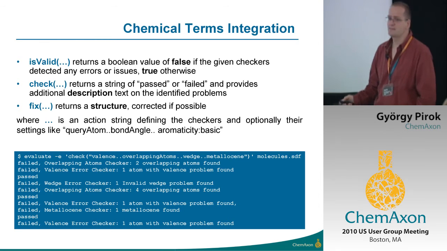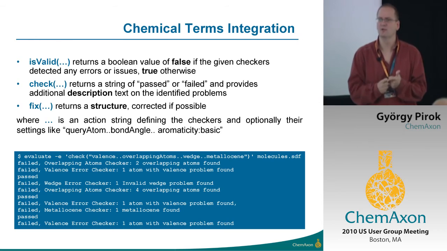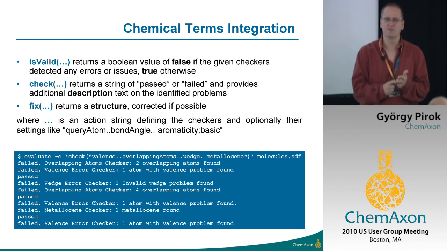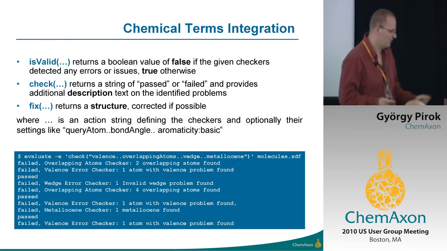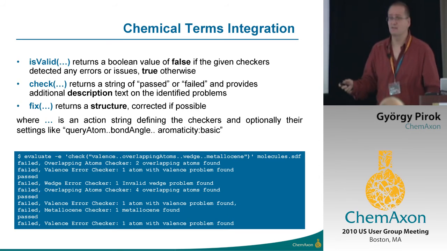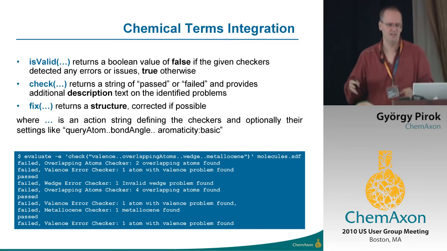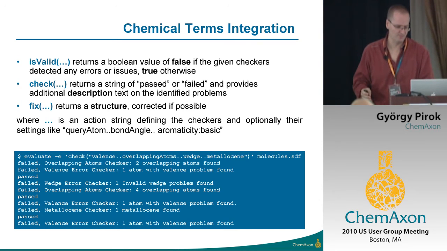And the last one, fix, will return molecules. So this one returns the Boolean, true or false. The other returns the string description. The third one is the molecule. The fix method returns the original molecule if it was okay, and if it was modified, then you will get the modified one.